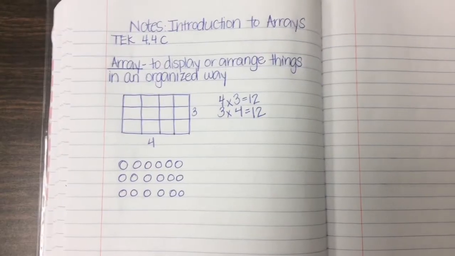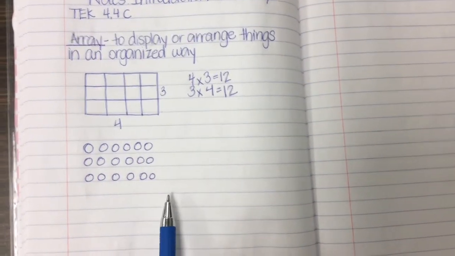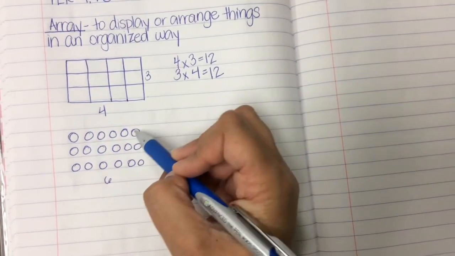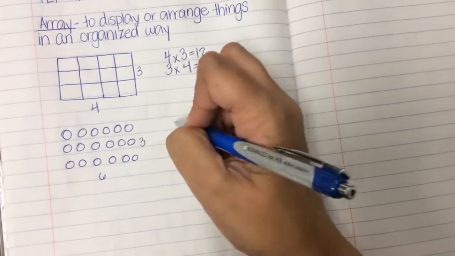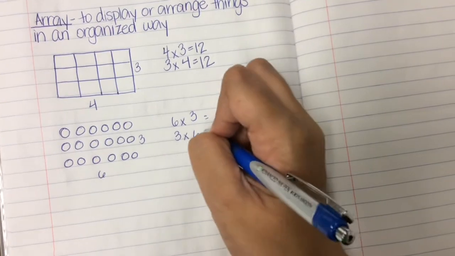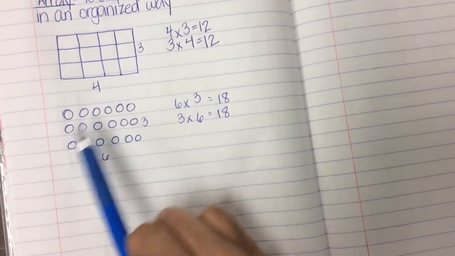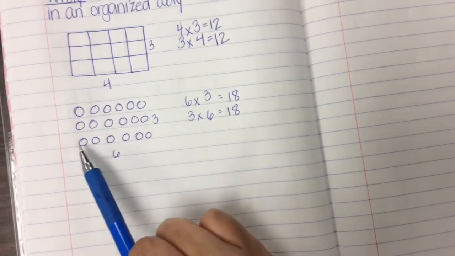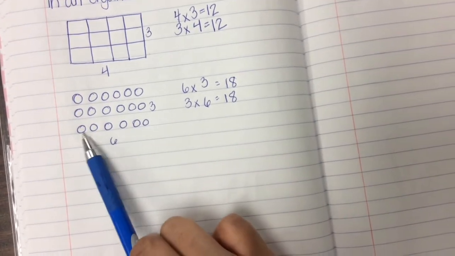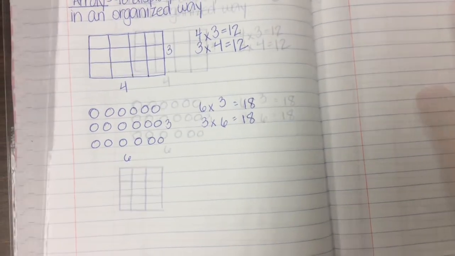Let's look at another way to show arrays. They can also be separated, but you can still figure it out. 1, 2, 3, 4, 5, 6. 1, 2, 3. So it's a 6 by 3 or a 3 by 6. That means there's 18 total in that array. 1, 2, 3, 4, 5, 6, 7, 8, 9, 10, 11, 12, 13, 14, 15, 16, 17, 18. So instead of counting them all, if you just know the length and the width and you multiply, you'll get the same answer.